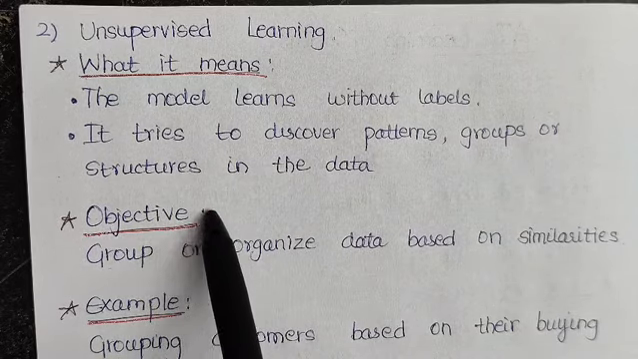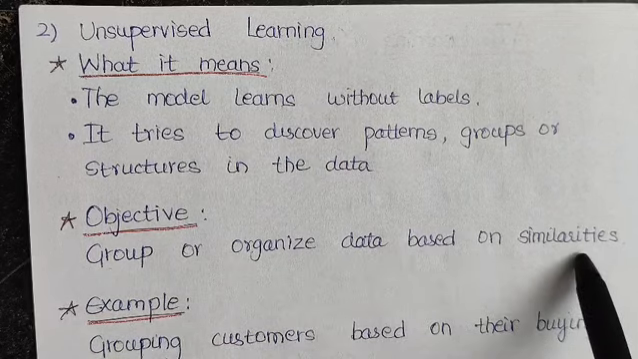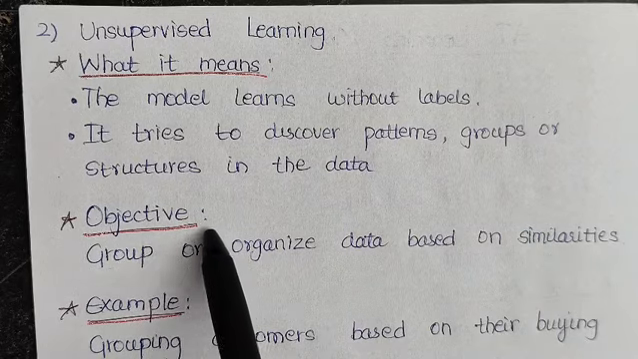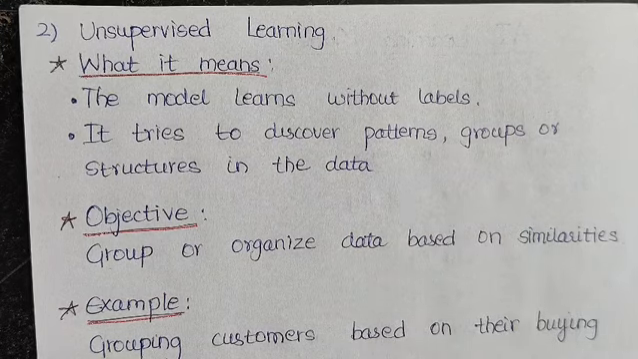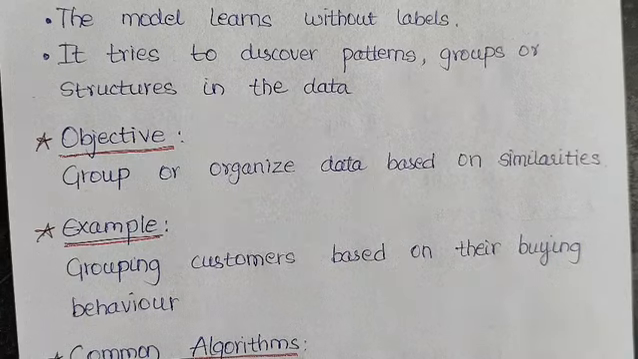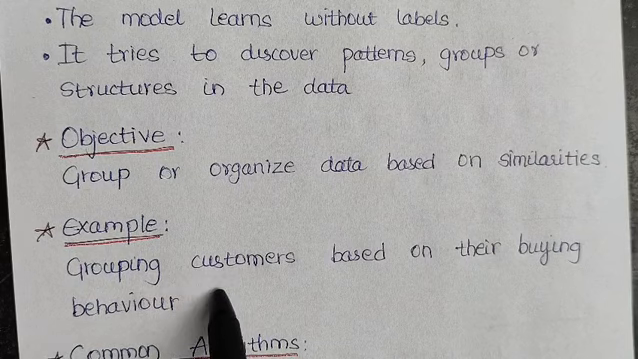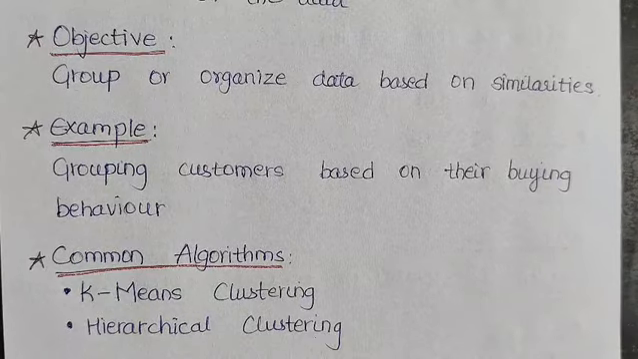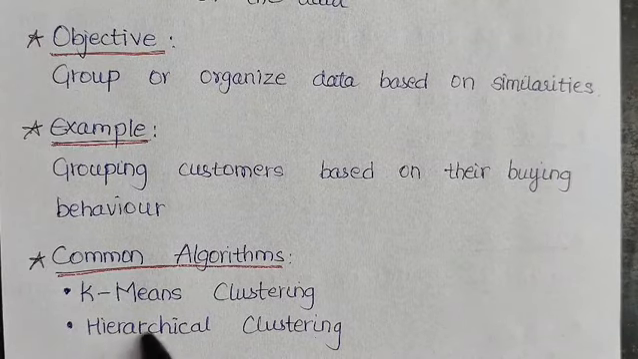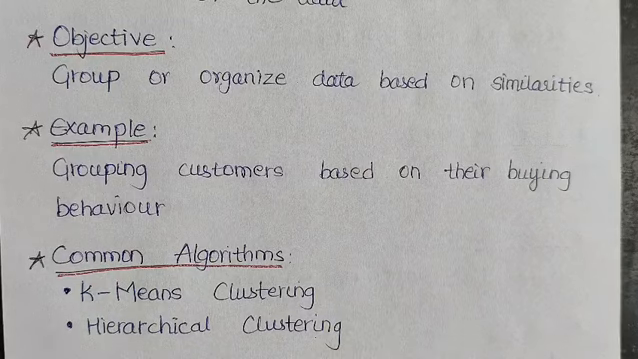The objective of unsupervised learning is to group or organize data based on their similarities. The example for unsupervised learning is grouping customers based on their buying behavior. And the common algorithms in unsupervised learning are k-means clustering and hierarchical clustering. These are two common algorithms present in unsupervised learning.